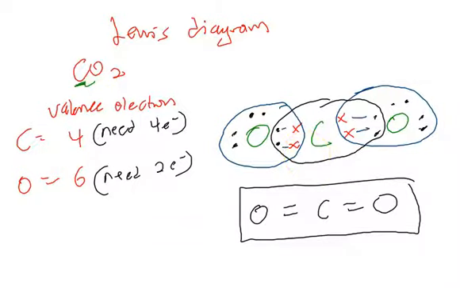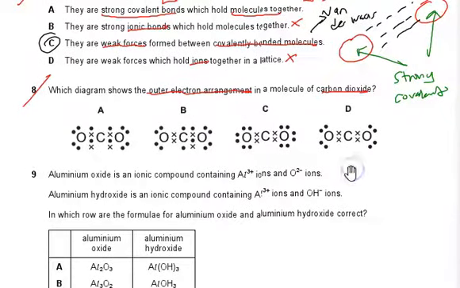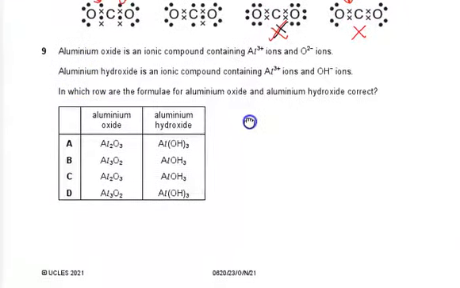So let us have a look at the answers here. This is wrong, this is wrong, this is wrong, because here we can see only 2 electrons. So this is much better. So we can see there's a 4 here. So your best answer here will be A. Okay, now for number 9.